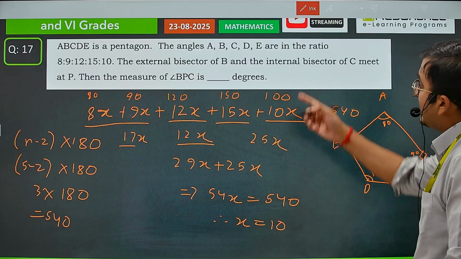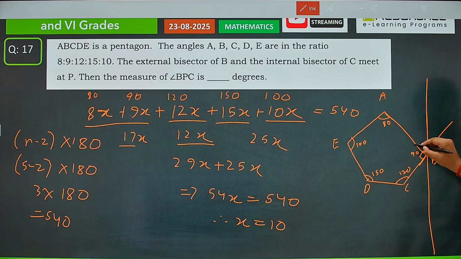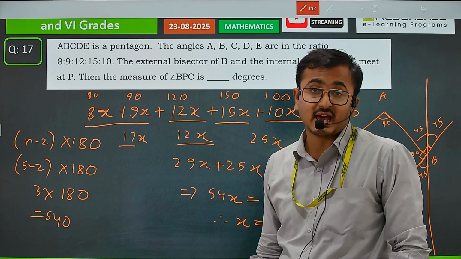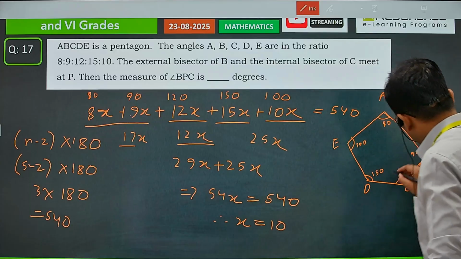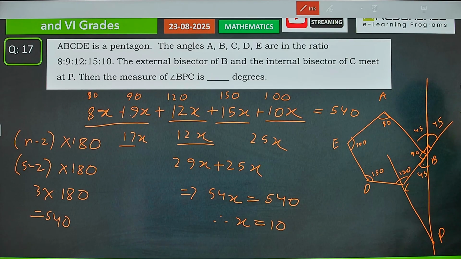What they are asking is the external bisector of B. So the external angle is this, and the bisector will give you this. So this angle is 45, this angle is 45, which will make this angle also 45, vertically opposite angle. And the interior angle bisector of C, so that C is like this. So point P. This becomes 60, this becomes 60.